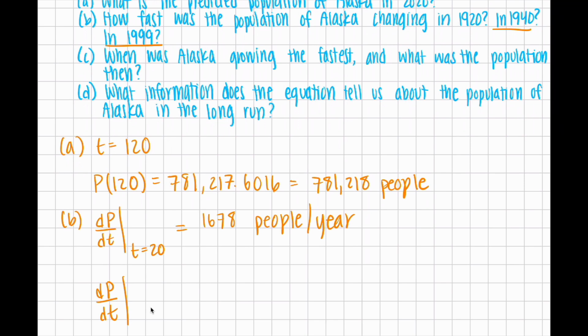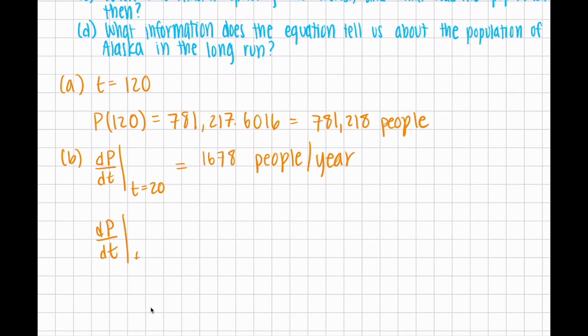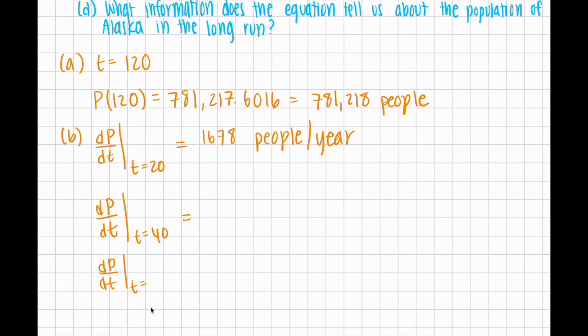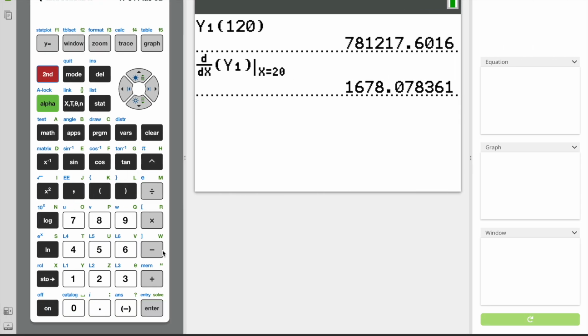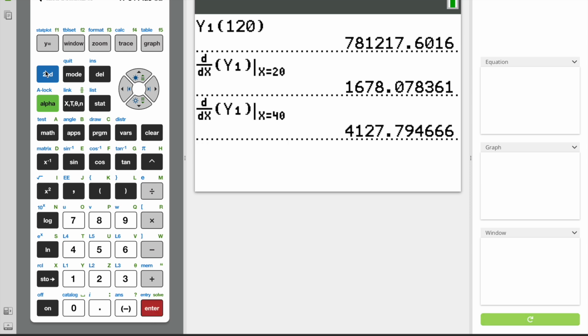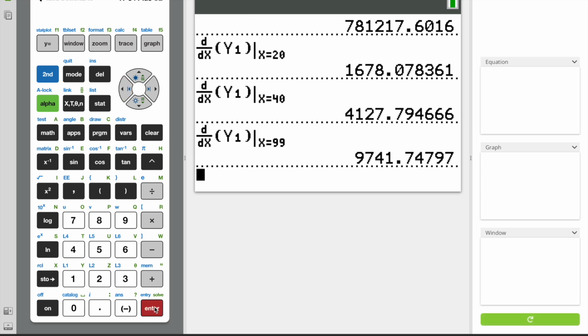So we're going to do the same thing. We're going to evaluate at 1940, t equals 40. And then in 1999, right, 1999, t equals 99. So I'm going to go back to my calculator, and I'm going to plug in 40, and I'm going to plug in 99. So I get those two values.